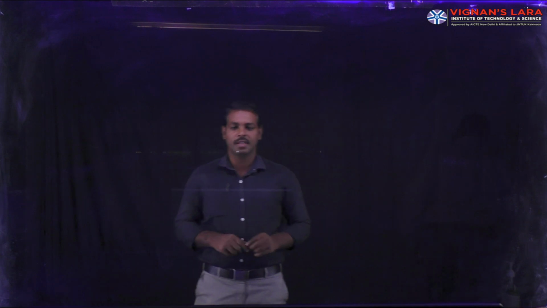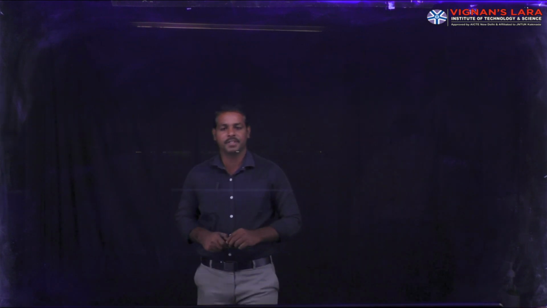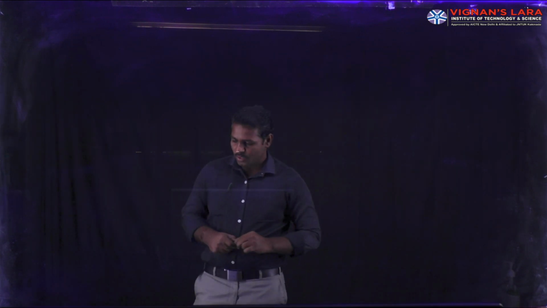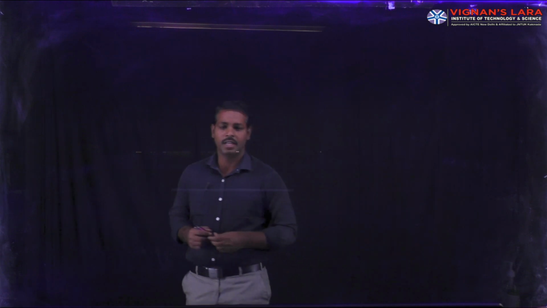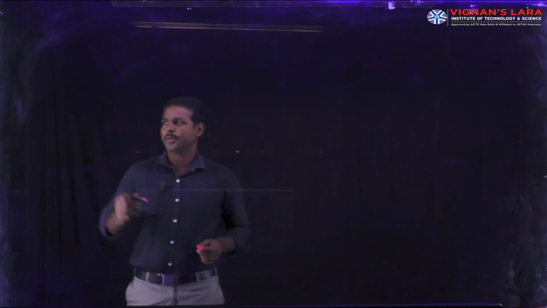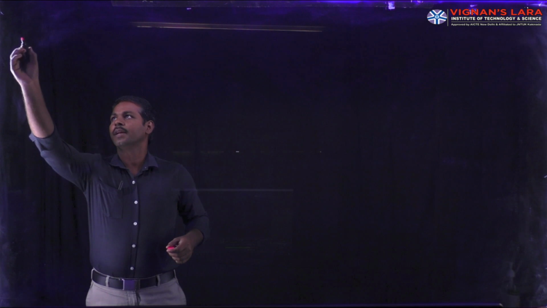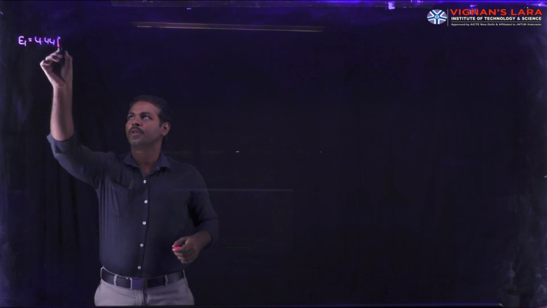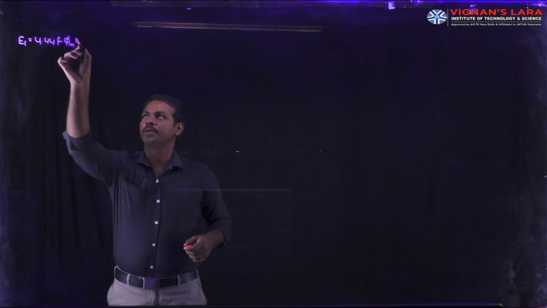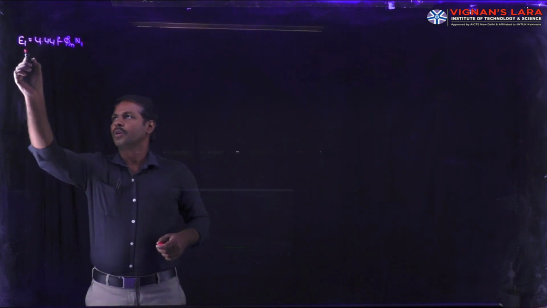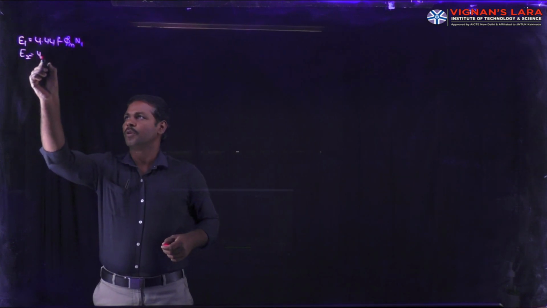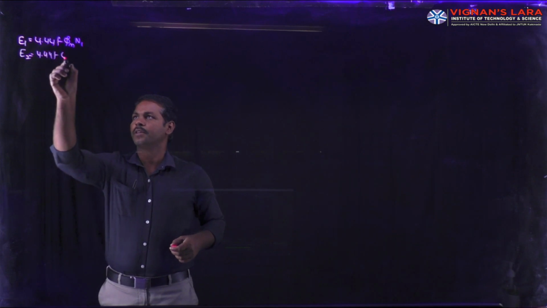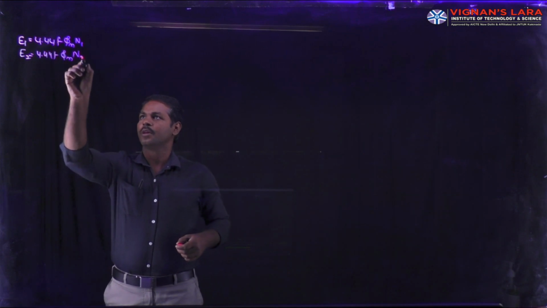So last class we discussed the EMF equation of a transformer. In this, we can find the induced EMF in the primary winding of a transformer. So E1 is equal to 4.44 F into phi m into N1. So E2 is equal to 4.44 into F into phi m into N2.